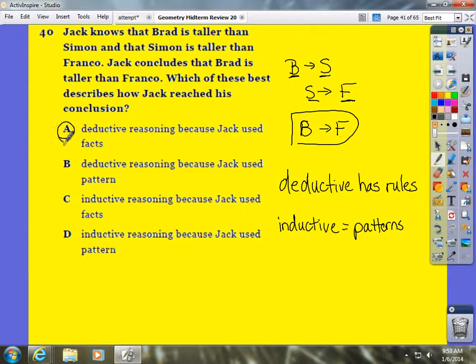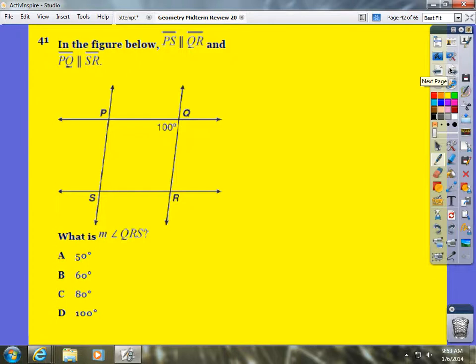And the figure, those are parallel. What is the measure of QRS? Let's see, QRS is this angle here, and if they're all parallel, that means that these two together equal 180. So we could take 180 and subtract 100 and get 80. Because these two are consecutive interior, which means they're supplementary, which means they equal 180. So I'm going to take 180 and subtract 100 to get 80 degrees.